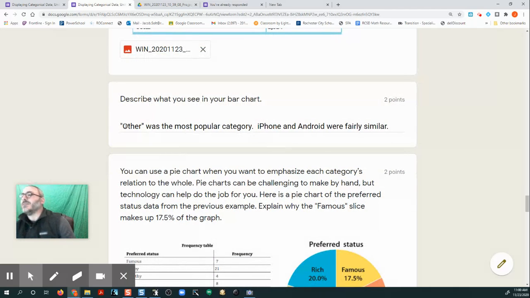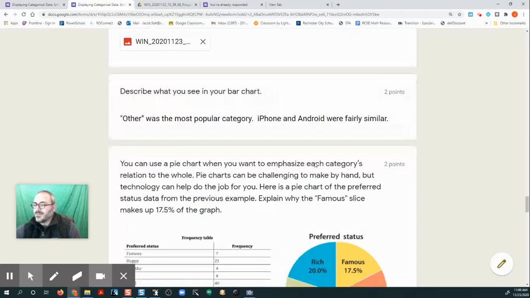So this is what I'd write in here. I'd write other was the most popular category, right? Other was the most popular category. iPhone and Android were fairly similar.